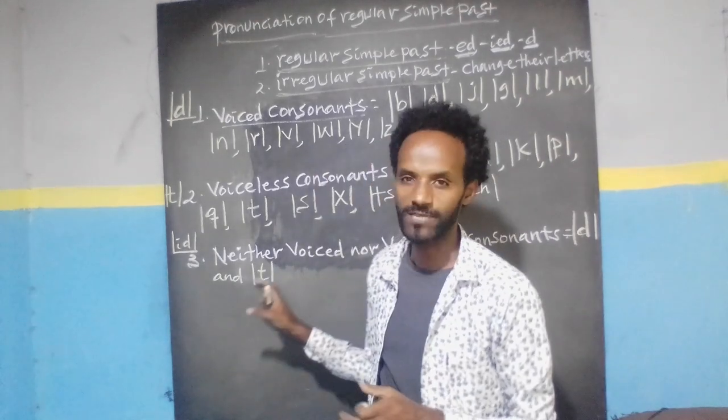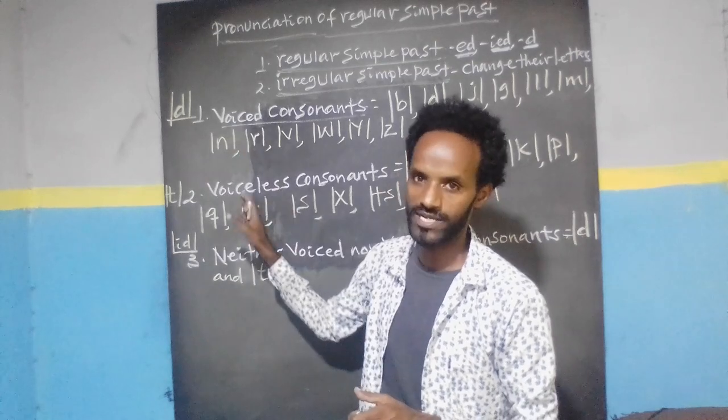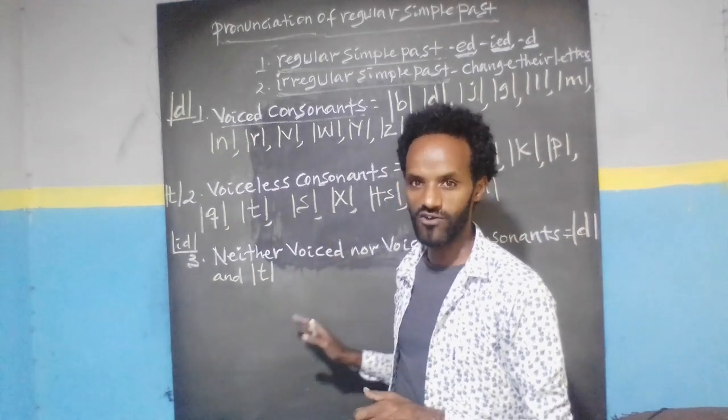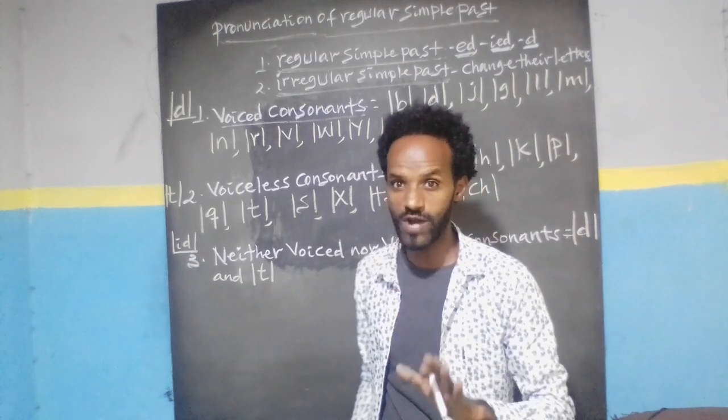So this is the systematic way in which we pronounce the regular simple past markers, ending with these different types: the voiced consonants, voiceless consonants, and neither voiced nor voiceless consonants. Let me show you this with examples.